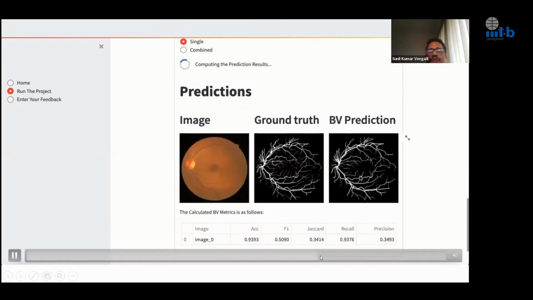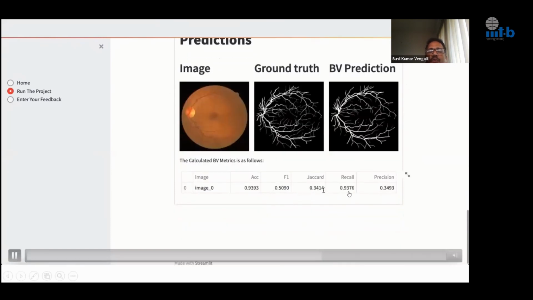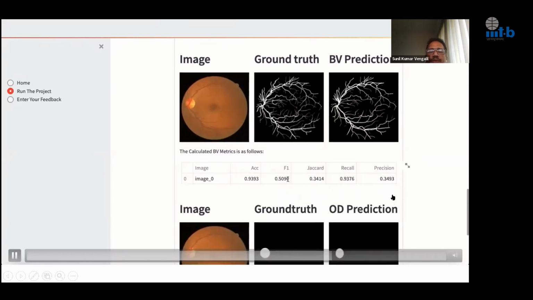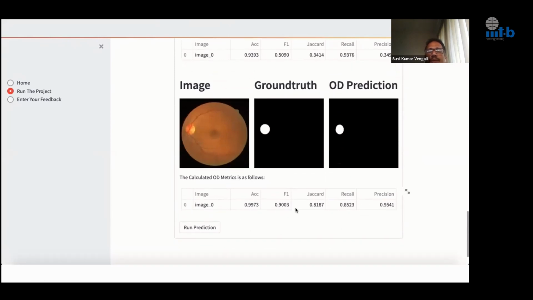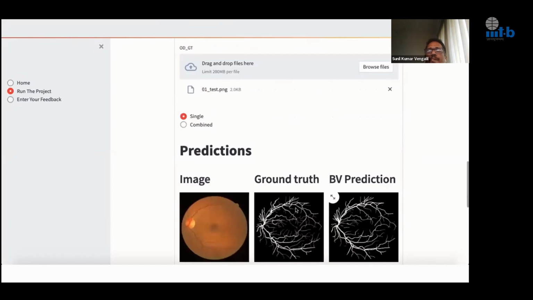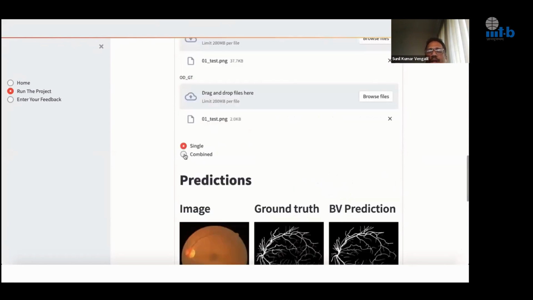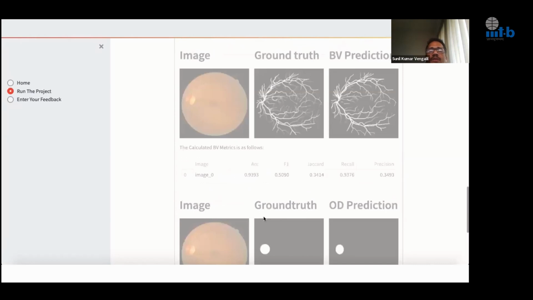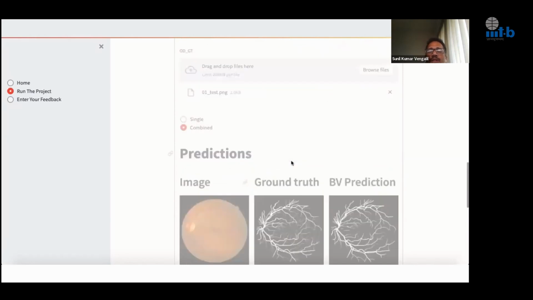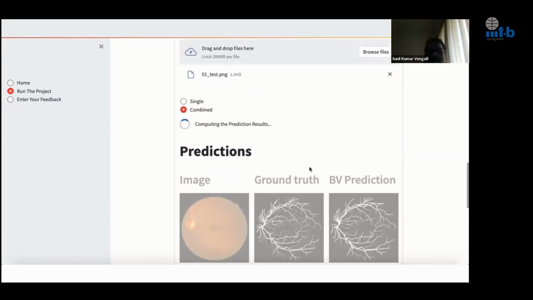Okay, so these are the metrics that are computed. For this particular image, I was able to get an F1 score of 51% for blood vessels and 90% for OD, optic disc. And now, here only the prediction is shown separately in two different images. I can show both prediction and ground truth in one single image with a color coding scheme, if I select the combined option.